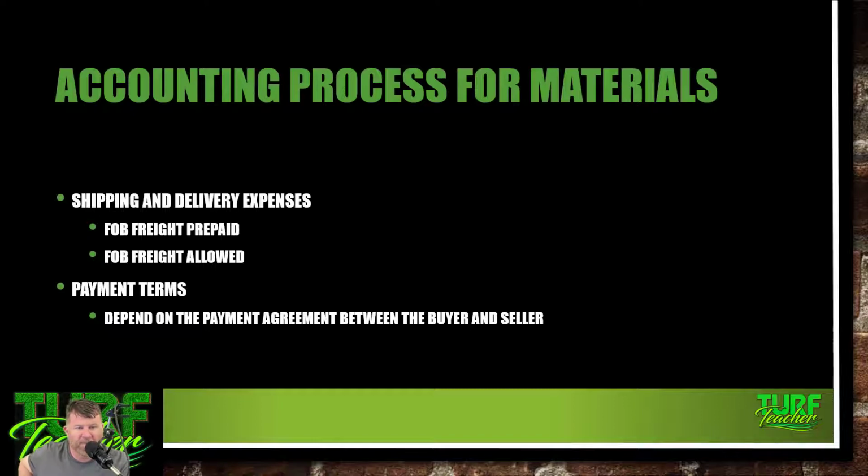With shipping and delivery expenses, FOB freight prepaid is when the buyer is going to pay for the freight. FOB freight allowed is where the buyer will pay the freight, but usually the seller will credit them back on the actual merchandise for the cost of the shipping.